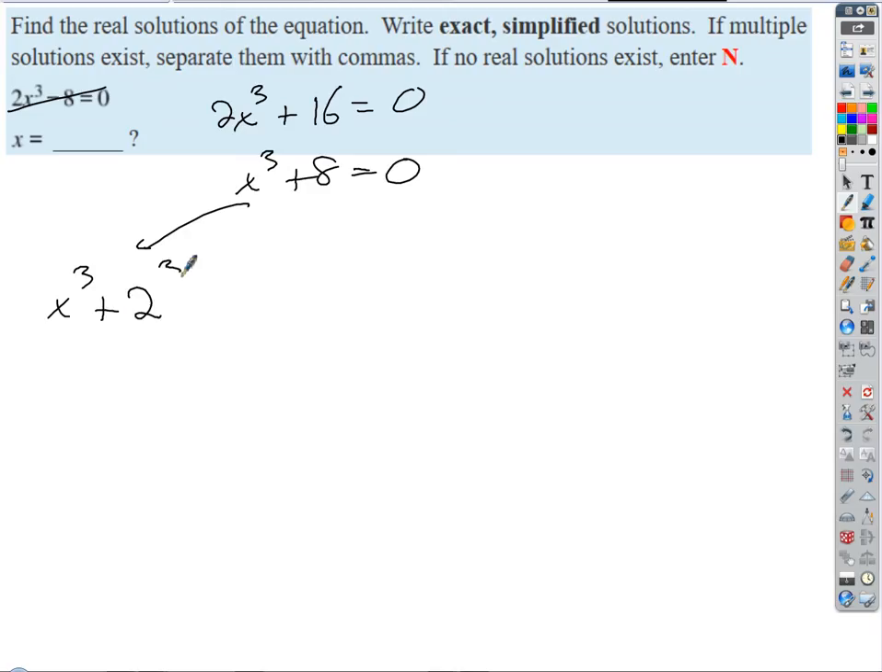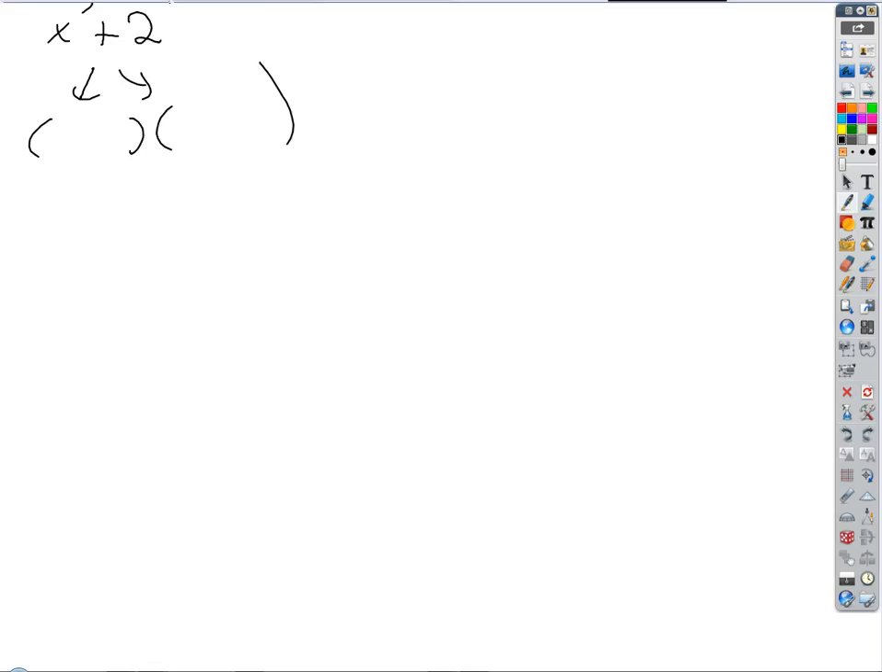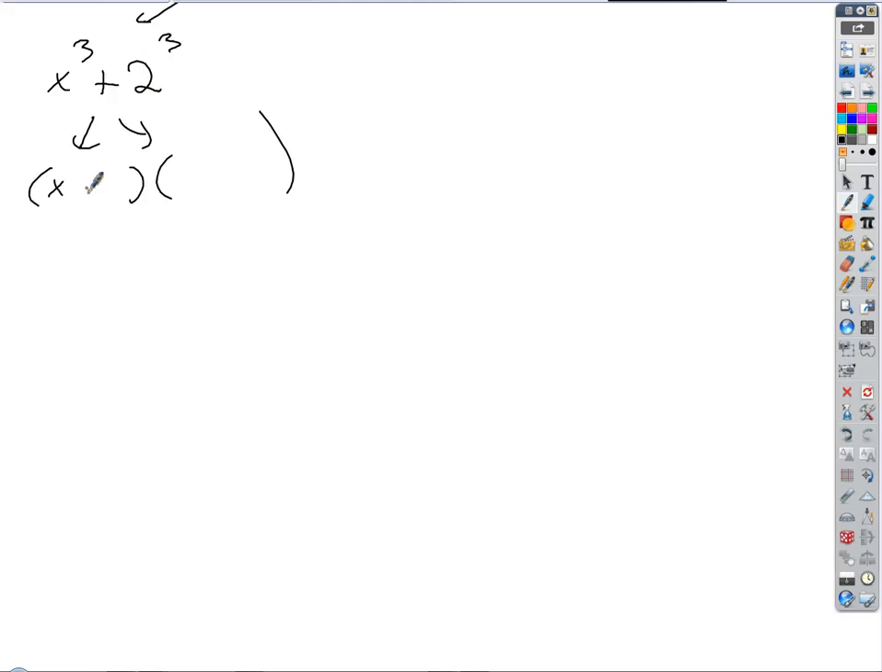2. And then we could just factor that. What's that pattern tell us? Sum of cubes. X cubed plus 2 cubed factors into what? Emma, what's that going to be? So you remember that pattern? Sum of cubes. X plus 2. Now what? We got x cubed plus 2 cubed.